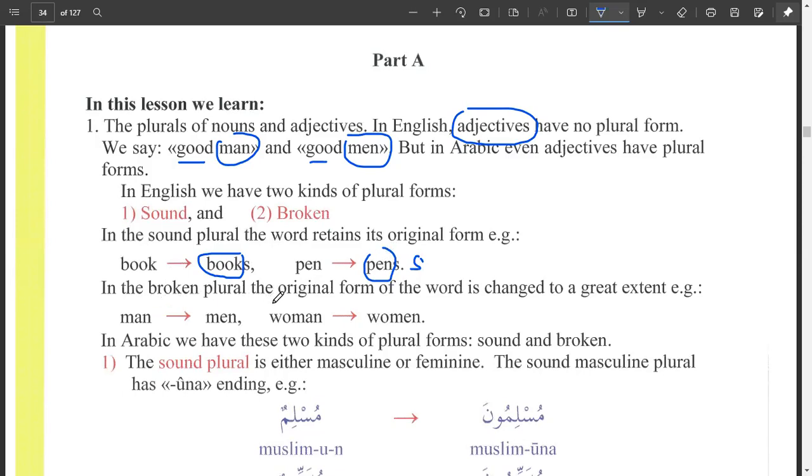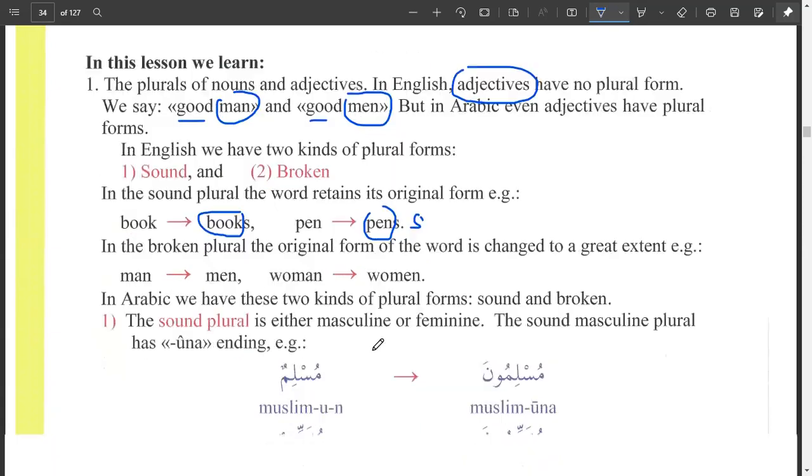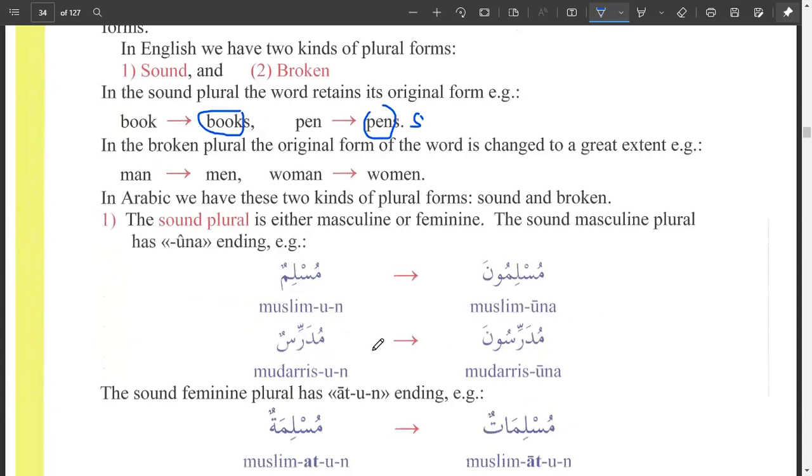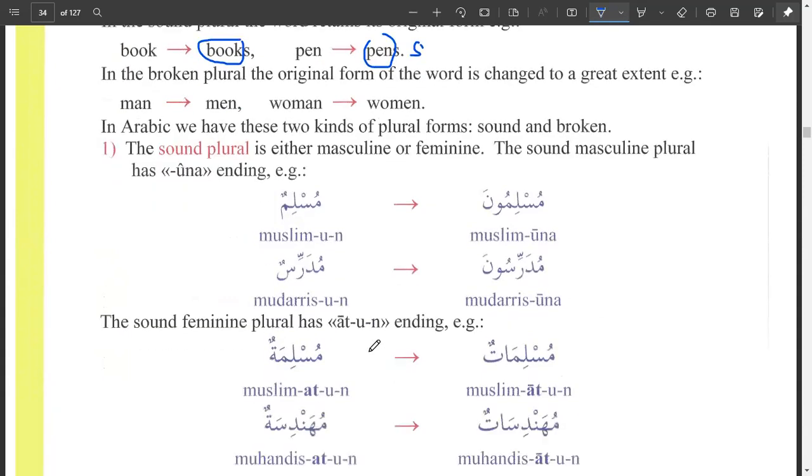In the broken plurals, the original form of the word is changed to a great extent. Man changed into men. Woman changed into women. So the original form of the noun changed. In Arabic, we also have these two kinds of plural, broken plurals and sound plurals.